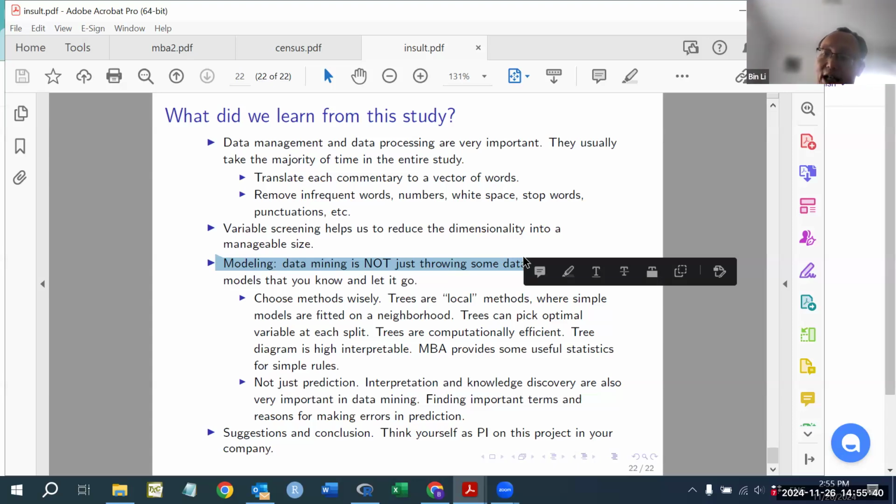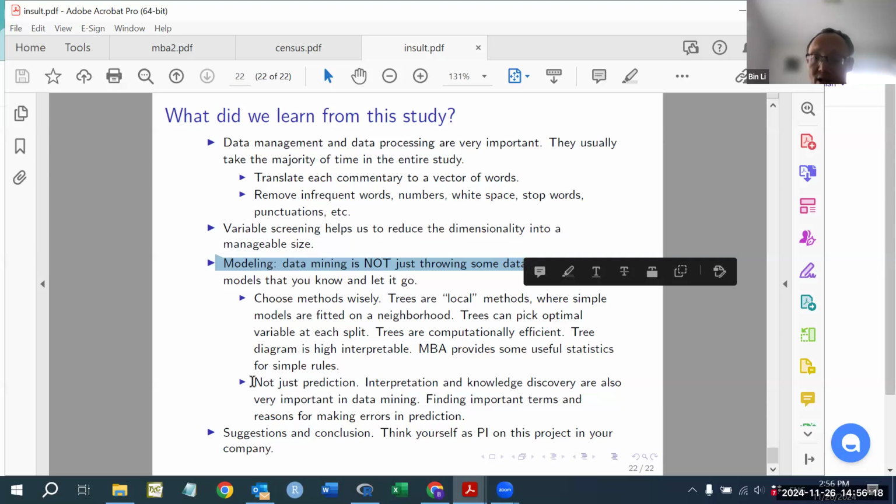So here I didn't mention why I chose the trees and random forest. It's because they are both based on trees, right? So trees are a local method where simple models are fitted on a neighborhood. So the tree can pick up and select the variables automatically, okay? And also the tree is computationally efficient and interpretable. So there are some very good reasons why I chose the tree and the random forest, okay?